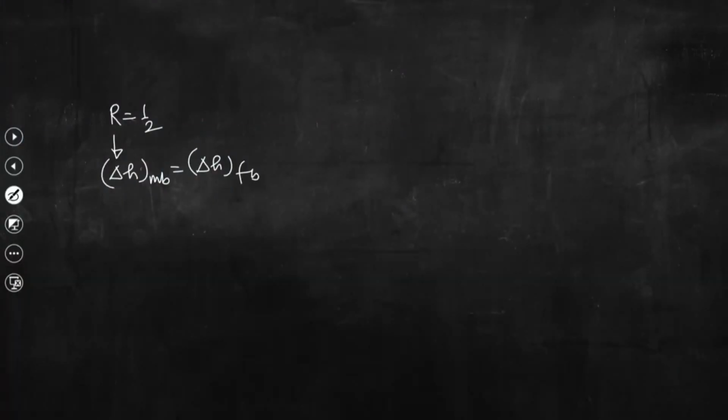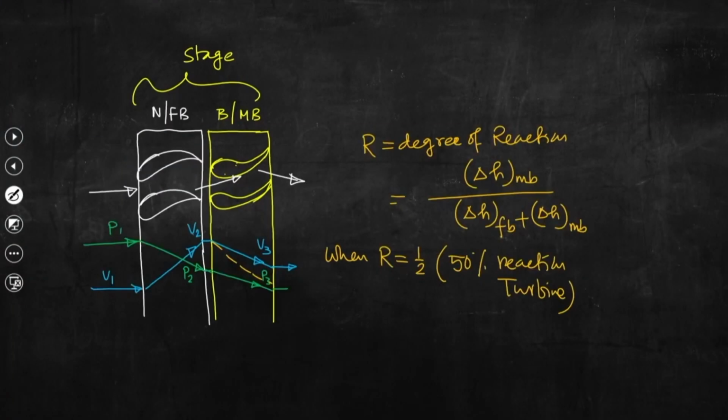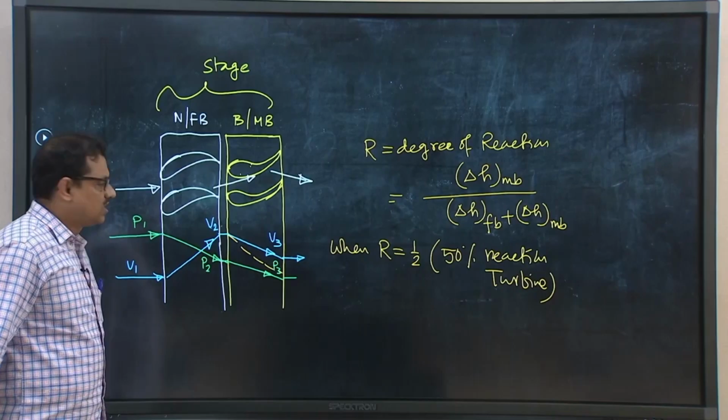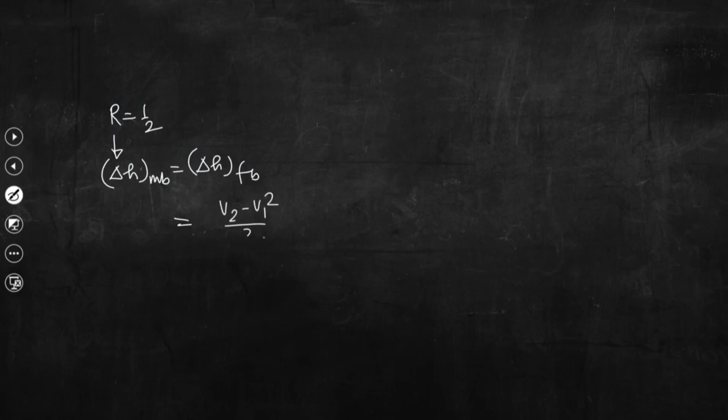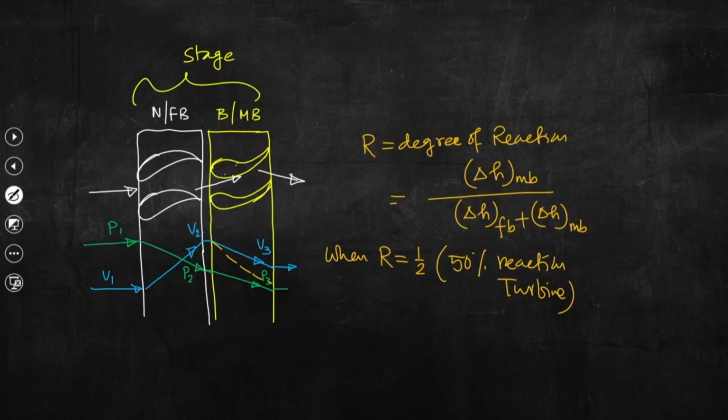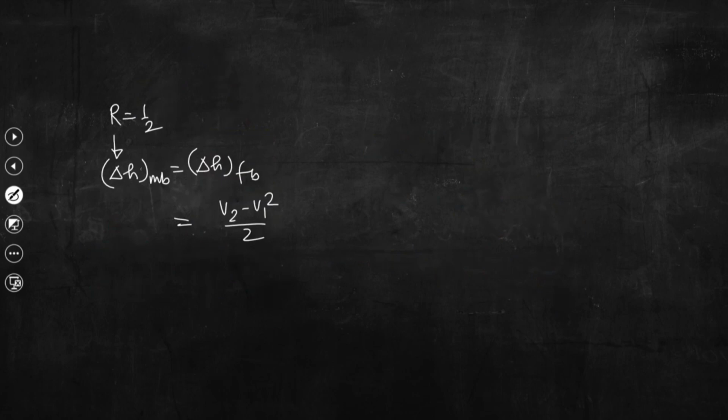Now, for this case, if we go back to this particular stage, then we can write this isentropic enthalpy drop equal to (V2 square minus V1 square) by 2 in the fixed blades, and this is equal to, because this is the moving blades, (VR3 square minus VR2 square) divided by 2.